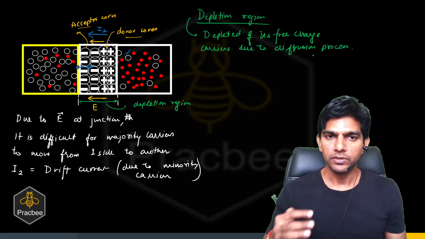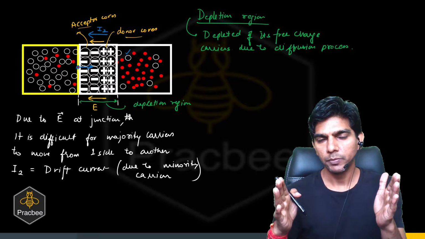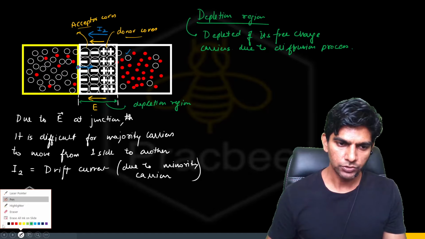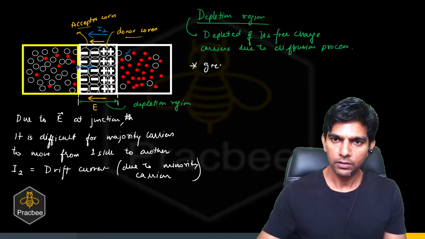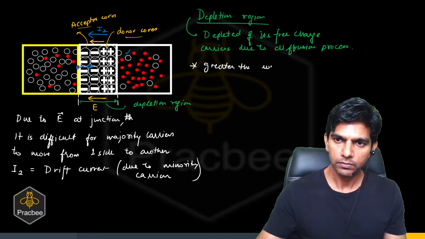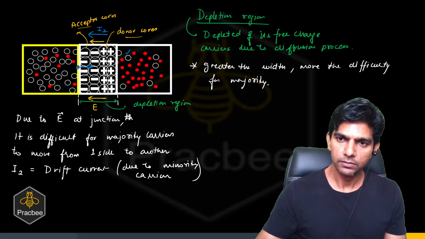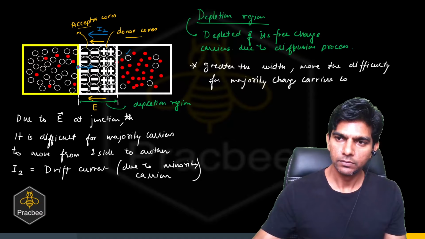So the greater the width of this depletion region, the more difficult it will be for the majority carrier to move from one side to the other. So again, we should remember this: the greater the width, the more the difficulty for majority charge carriers to move from one side to another.